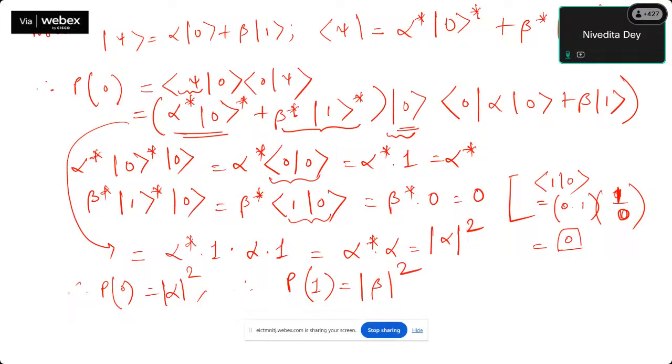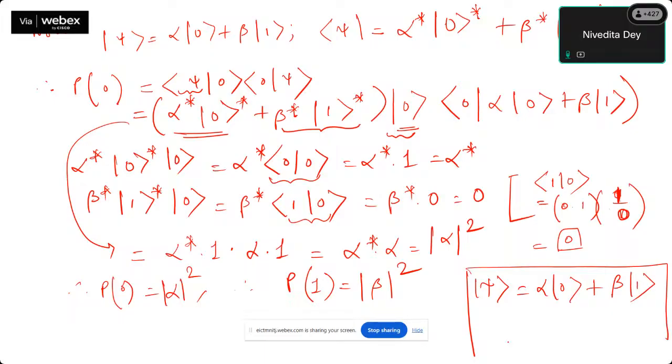So now you understand that if we have ket psi equal to alpha 0 plus beta 1, what we call the 0 and 1 are the basis states. This is the superposed state ket psi, and the probability amplitude of 0 is basically alpha, and the probability amplitude of 1 is beta, and the probabilities of obtaining 0 and 1 are mod alpha square and mod beta square respectively. So this is exactly what we have shown mathematically.